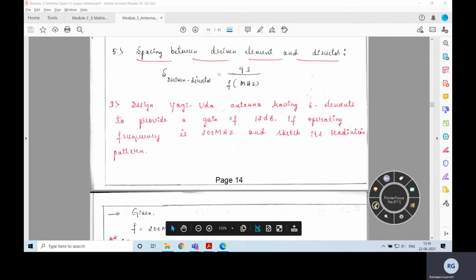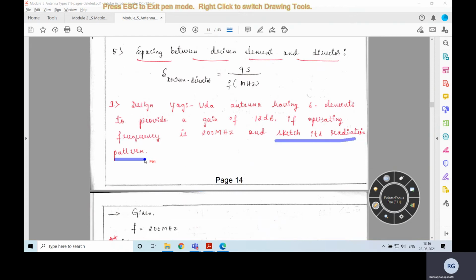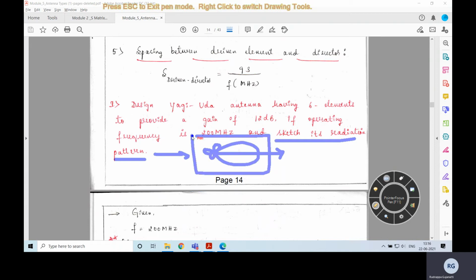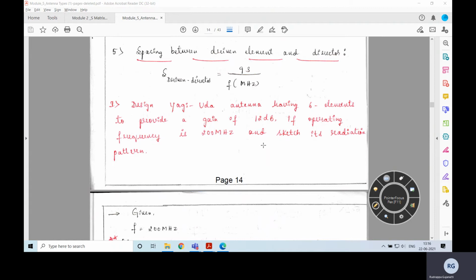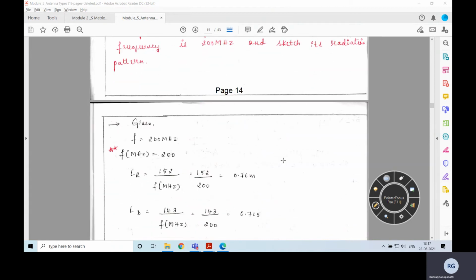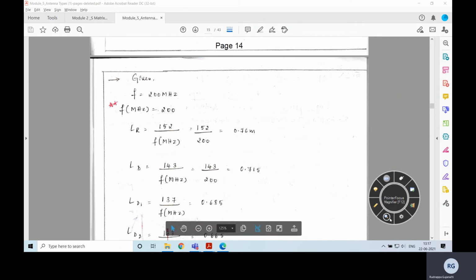For this radiation pattern, no other parameters are specified for the antenna. So we can consider that the Yagi-Uda antenna is a unidirectional antenna, with maximum radiation along one direction, and there might be side lobes associated with it. This is how the radiation pattern will appear for the Yagi-Uda antenna. Based on the given parameters, let us design the Yagi-Uda antenna.